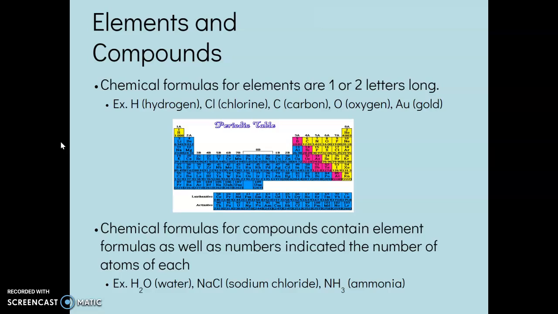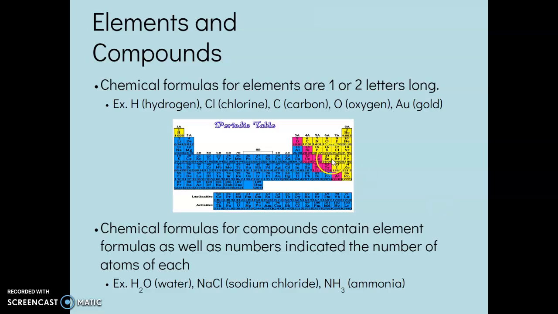Chemical formulas for compounds contain element formulas as well as numbers indicating the number of atoms in each. So we've talked about water so far, which would be H2O. So that's 2 atoms of hydrogen, 1 of oxygen. Sodium chloride, also known as salt, would be 1 atom of sodium, 1 of chlorine. And then ammonia would be 1 nitrogen and 3 hydrogen. So we're going to get to know these formulas and how they come about a little bit later on in this semester, but for now we're just getting a quick intro to the periodic table.